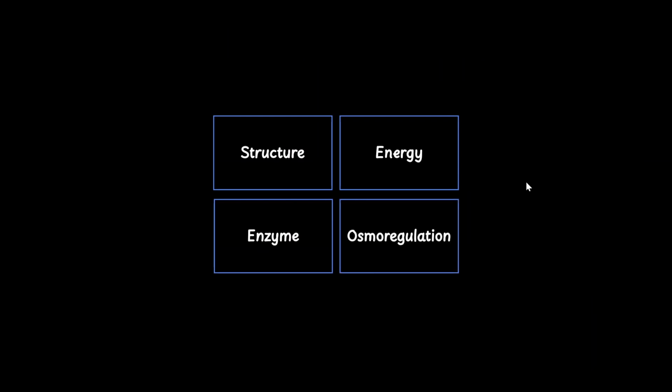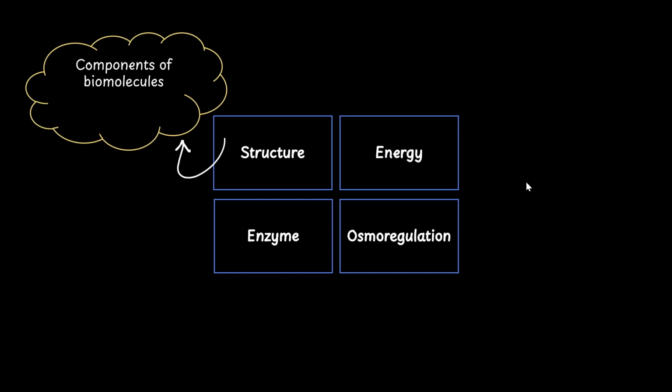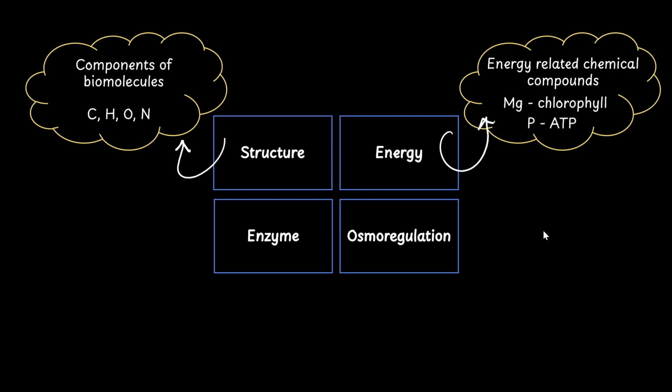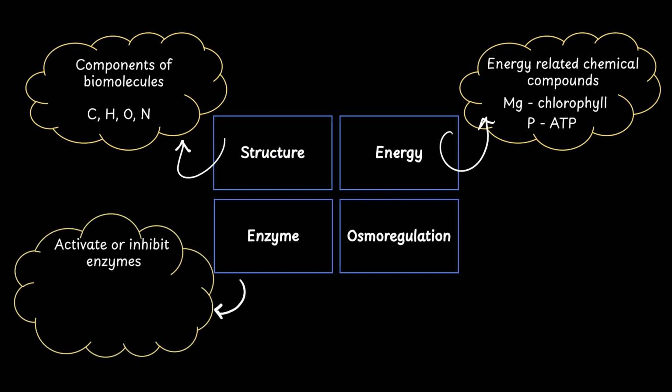Some essential elements are components of the biomolecular structure or they are part of the cell. Examples for this are carbon, hydrogen, oxygen, and nitrogen. A few others are essential components of energy related chemical reactions as well as chemical compounds in the plant. For example, magnesium is part of your chlorophyll molecule and phosphorus is part of ATP molecule, the energy currency of the cell. Certain essential elements activate or inhibit enzymes.